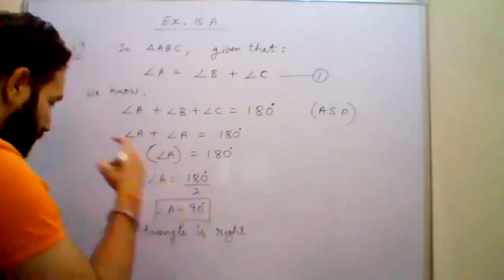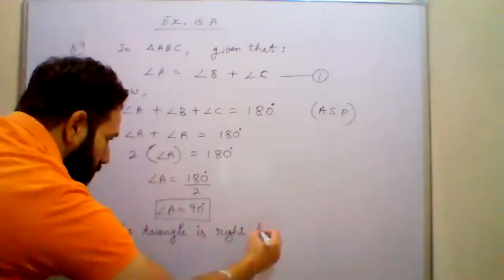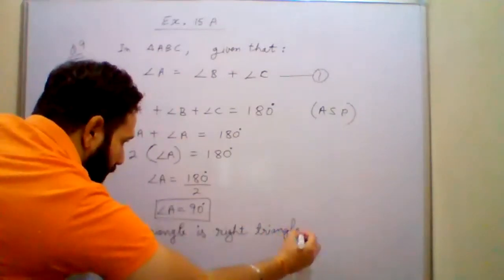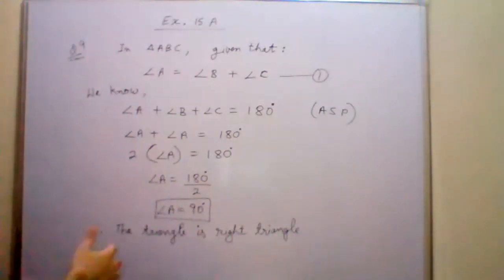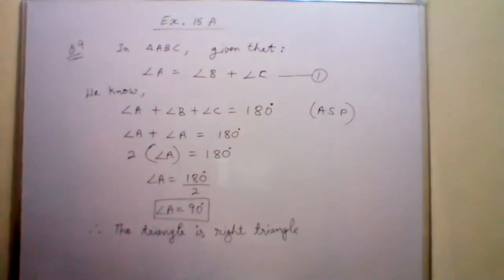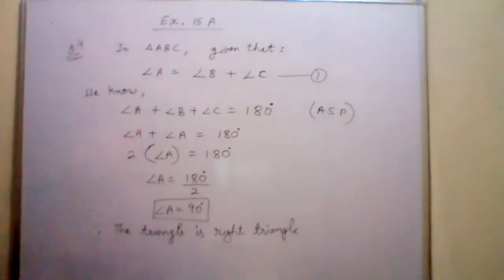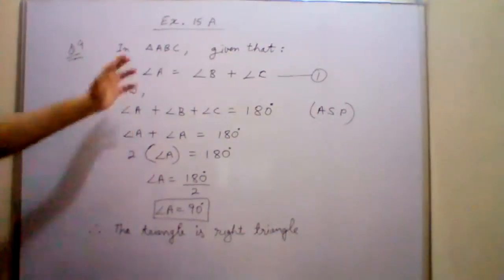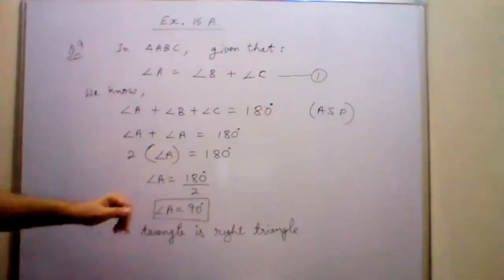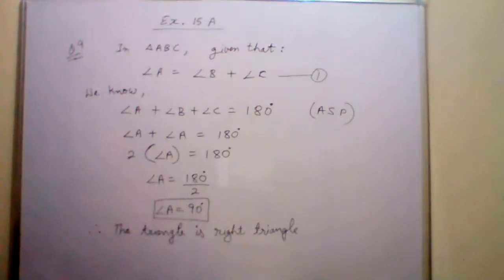Let me tell you what you have done wrong. In the last, you write that the triangle is a right triangle. Beta, you have assumed from the start that it is a right triangle. You have taken it as 90 degrees. You should not assume from the beginning that it has a 90 degree angle. You have to prove that the triangle is a right triangle. At the end, you have to show that it is a right triangle. How will we prove that? When we show in the end that one angle is 90 degrees. So therefore your method is wrong.